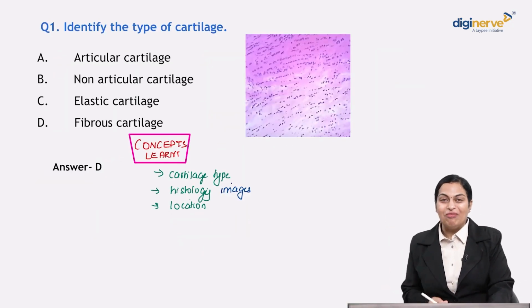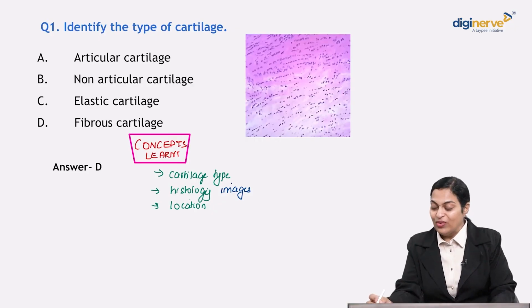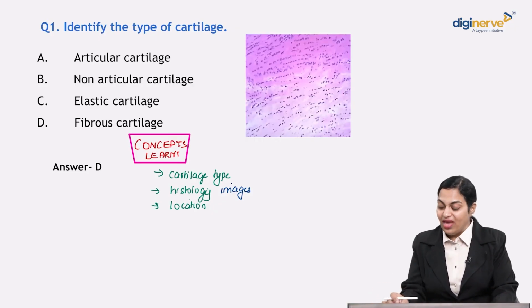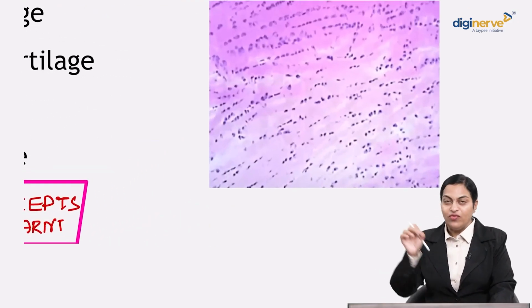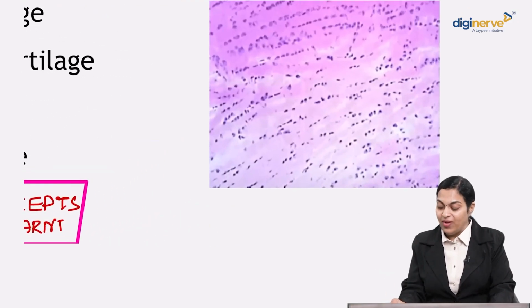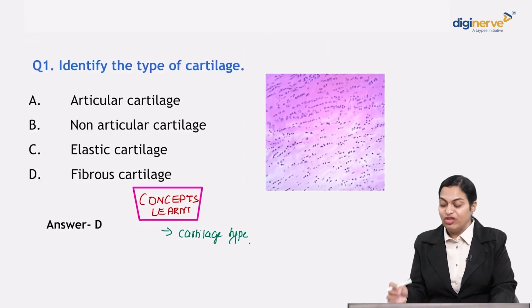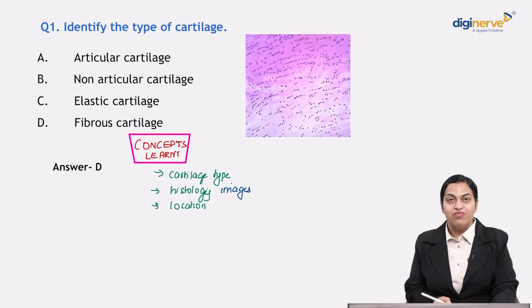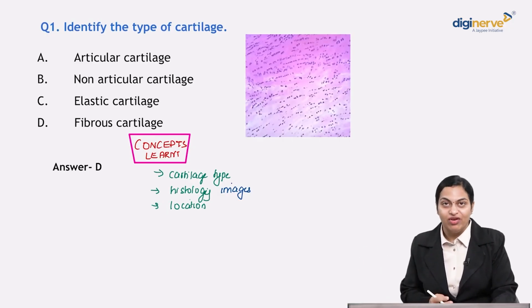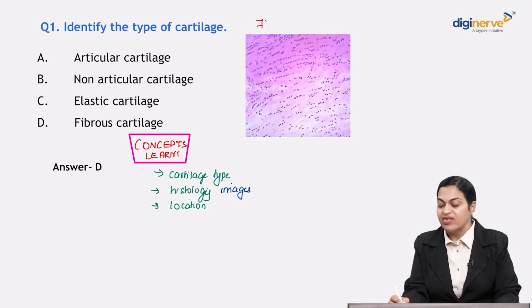So, what is the type of cartilage shown here? You don't get to see a perichondrium, and you can see, yes, a lot of cells there, chondrocytes in lacuna, and in between the pink there is the collagen fiber bundle. Because of the absence of perichondrium and the collagen fiber bundle, we are going to call it fibrocartilage.